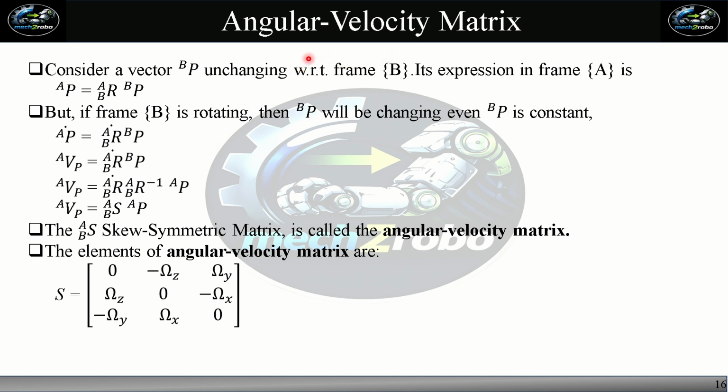Angular velocity matrix. Consider a vector BP which is rigidly fixed with respect to frame B, or which is not changing with respect to frame B. Its expression in frame A is written as AP is equal to the rotational matrix of B with respect to A times BP. But if frame B is rotating, then AP will be changing even though BP is constant.